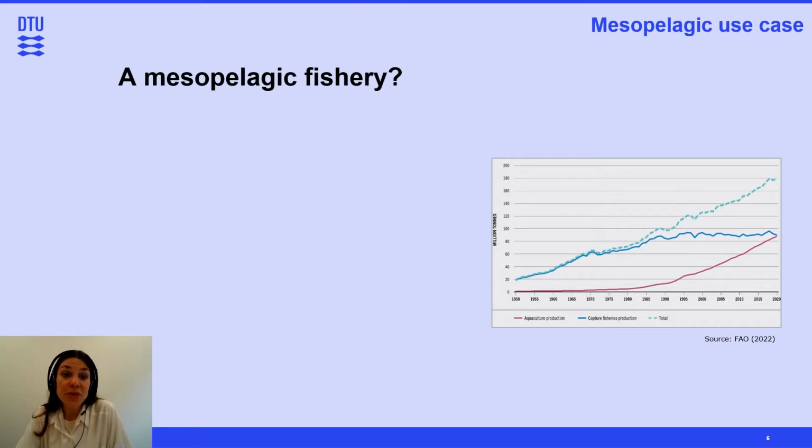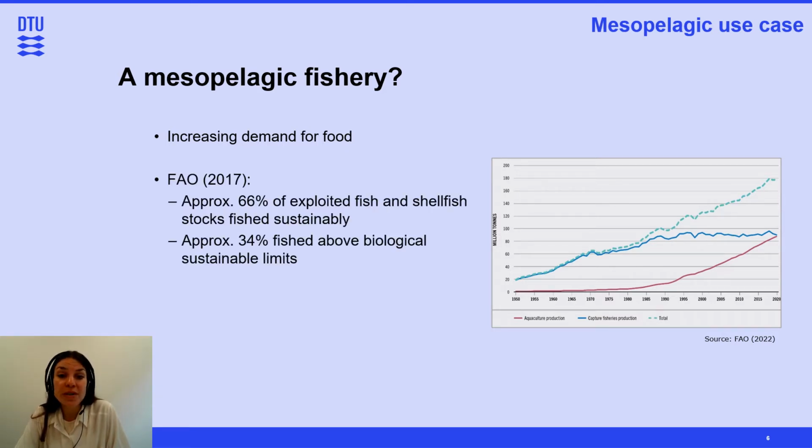Today, there is interest to start exploiting species in this layer, because as the human population grows, the demand for food, including marine products, also increases. The Food and Agricultural Organization of the United Nations reported that while 66% of the exploited fish and shellfish stocks are fished in a sustainable way, 34% of those stocks is still fished above biologically sustainable limits.